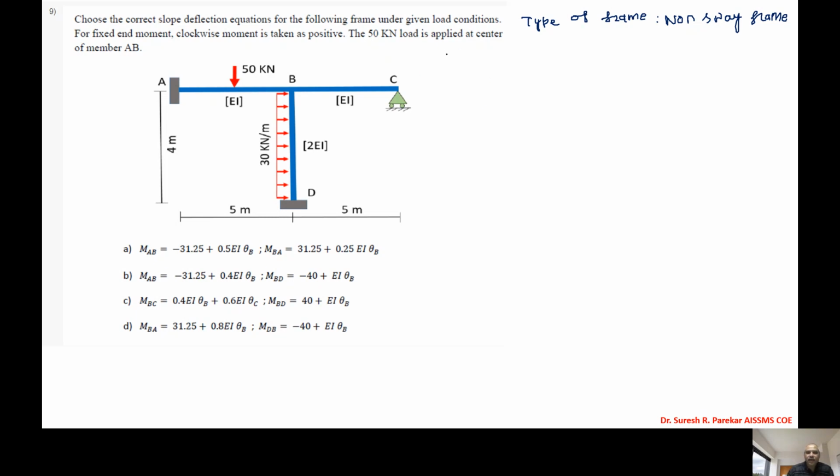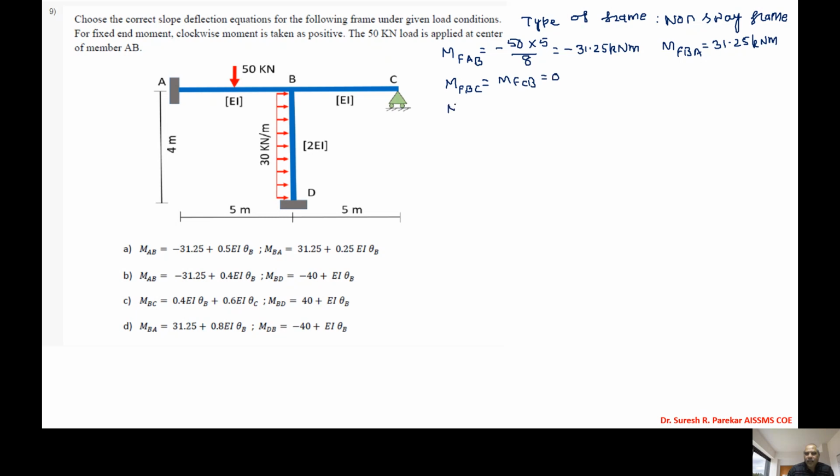In the same way, first we will find MFAB as minus WL by 8, I will not write the formula, and we get the value minus 31.25. Since the load is at the center, MFBA we will get the same, plus 31.25. Then we have MFBC equal to MFCB equal to 0.